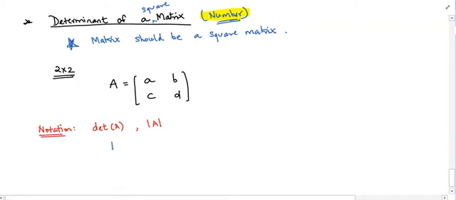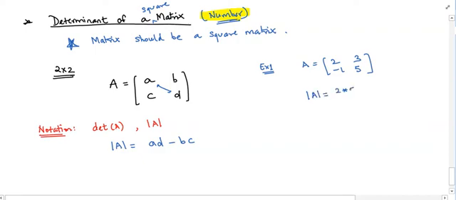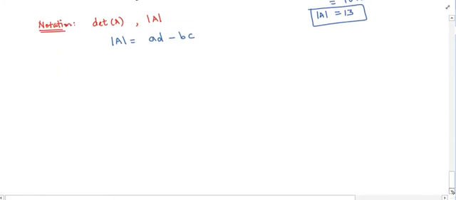How do we find it? The determinant of A is: cross multiply the elements diagonally and subtract them. a multiply d minus b multiply c. So for example, if A is a 2 by 2 matrix with the elements 2, 3, minus 1, 5, then the determinant of A will be 2 multiply 5 minus minus 1 multiply 3. So this gives you 10, minus becomes plus 3, 13, the determinant of A. Okay, simple.